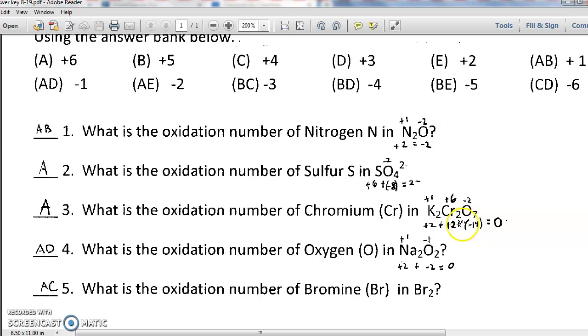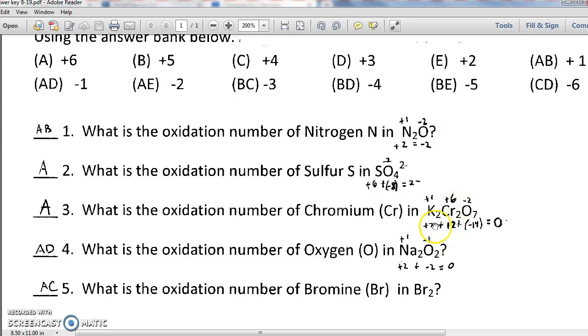So the oxygens are -14. We have 2 potassiums at 1+. They're +2. If we take -14, add 2 to it, we get -12. That means the chromiums must add up to +12. We have 2 chromiums that are +12 total. So each chromium is +6.